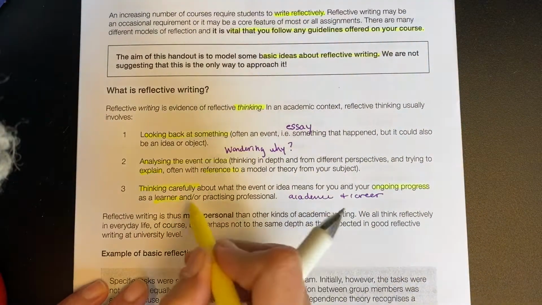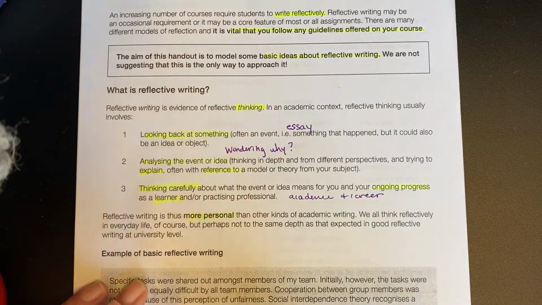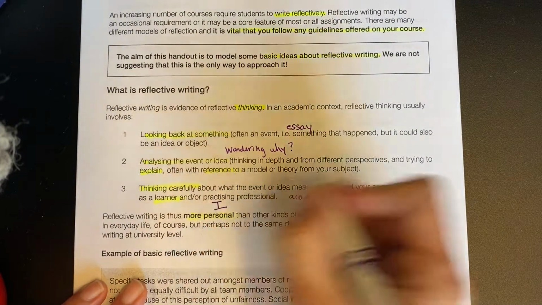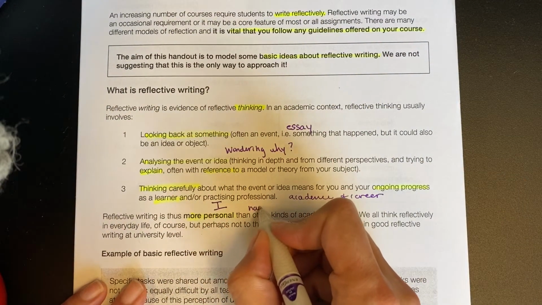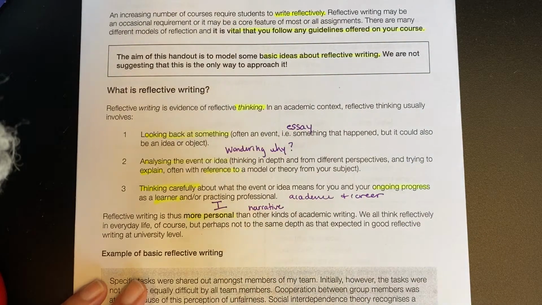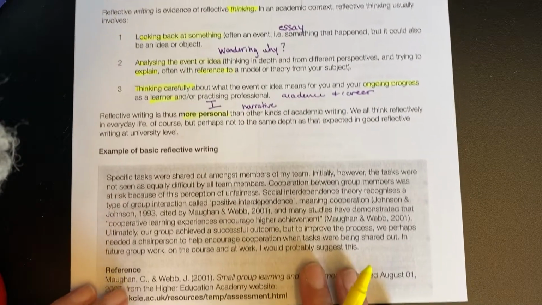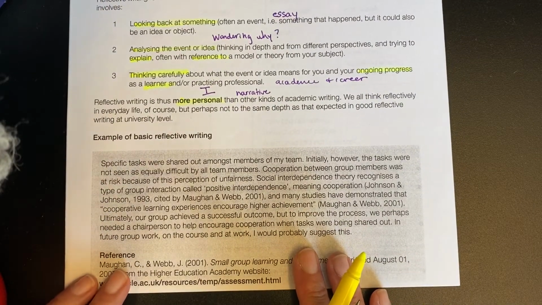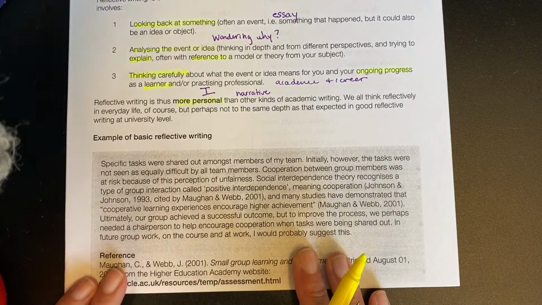Reflective writing is of course more personal than other kinds of writing. So we are going to be using I, and we're going to be using a lot of the narrative techniques that we have practiced within our reflections. So down here at the bottom, there is an example, and this is a short example, and this is an example from a classroom, but it is not a writing classroom.